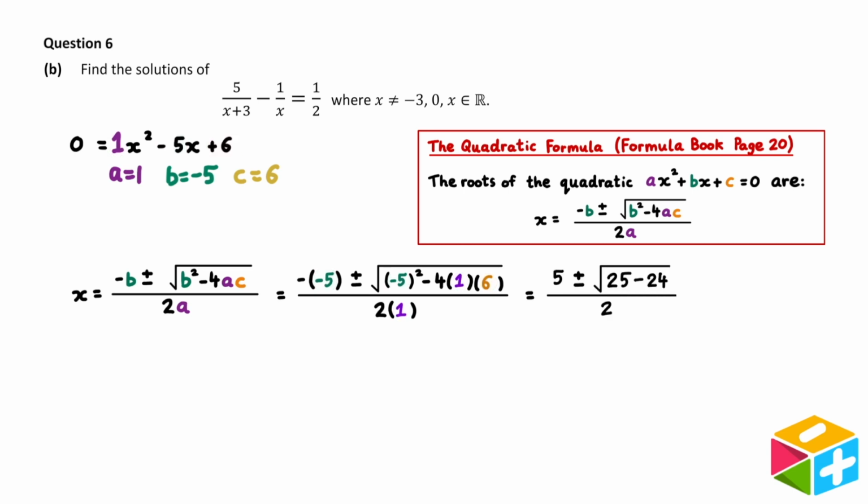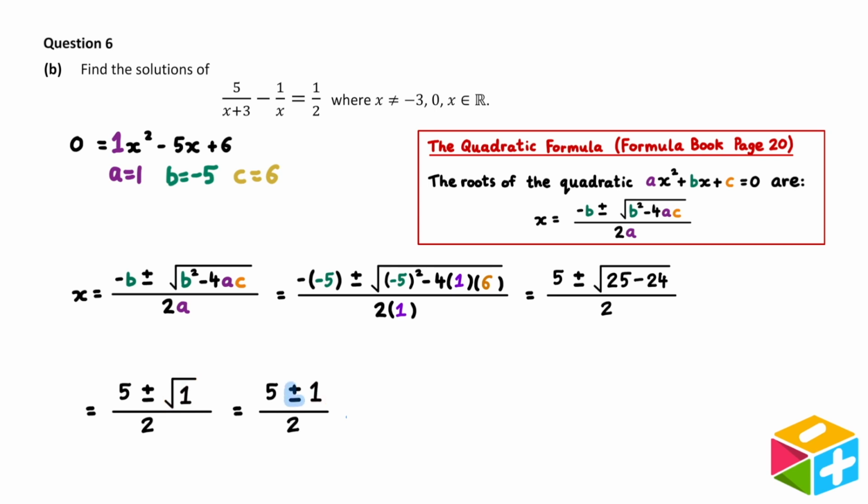We can simplify things here. Minus 5 is plus 5. Minus 5 squared is 25. And 4 times 1 times 6 is 24. Underneath the line, 2 times 1 is just 2. Under the square root, 25 minus 24 is 1. We can simplify further by noting that the square root of 1 is just 1.